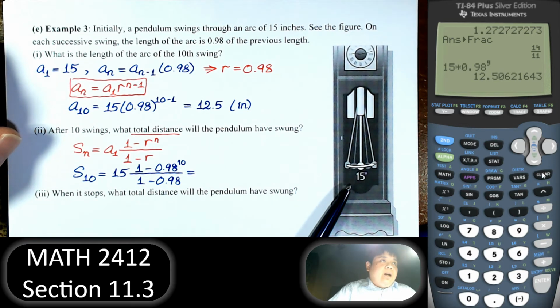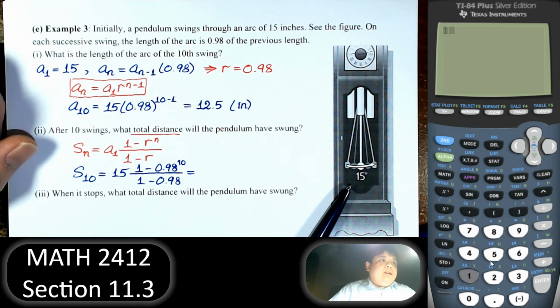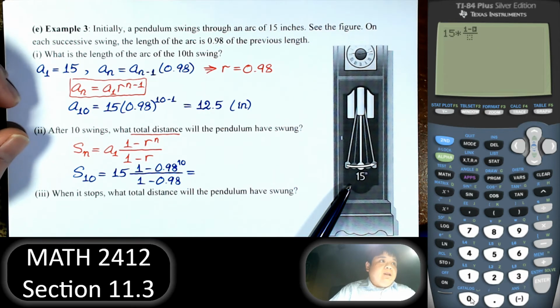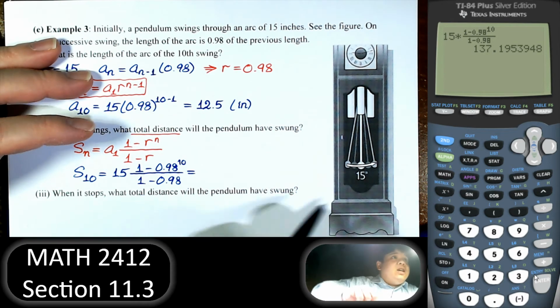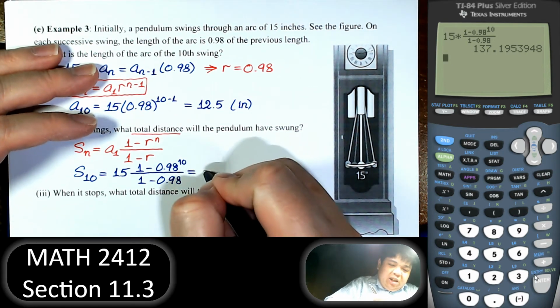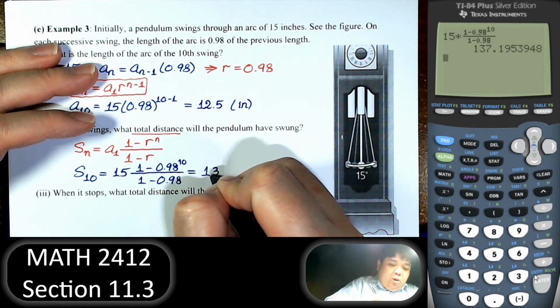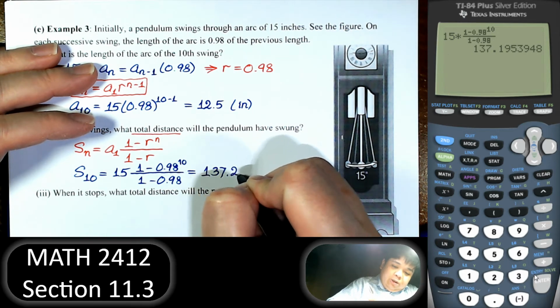Right, so we have 15 times a fraction. On the top we have 1 minus 0.98 to the 10th power. At the bottom 1 minus 0.98, and we have 137.2, just keeping one decimal place, 137.2 inches.